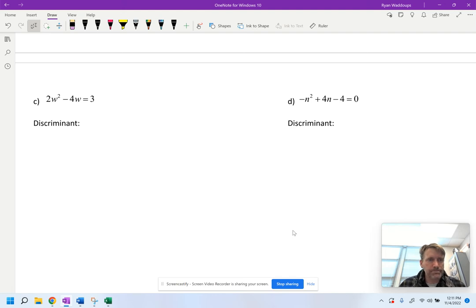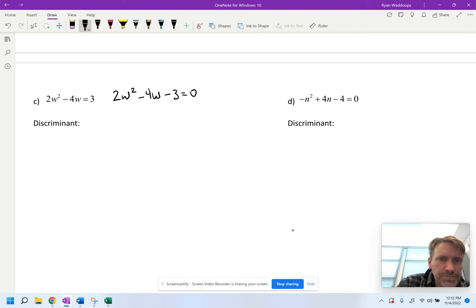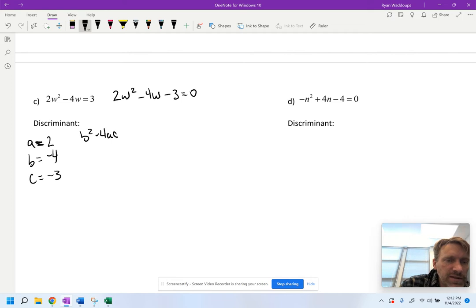Hey, welcome back. So on this, we've got 2w squared minus 4w minus 3 equals 0. So a equals 2, b equals negative 4, and c equals negative 3. b squared minus 4ac then is negative 4 squared.